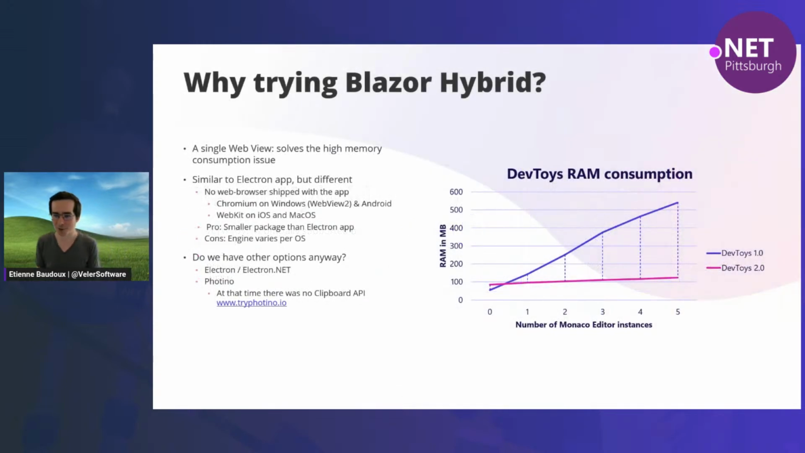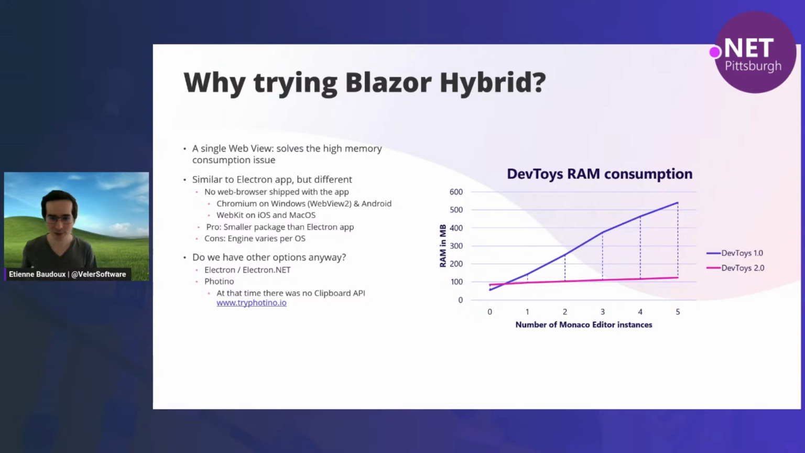Now, in the case of DevToys, why would Blazor Hybrid be interesting? Well, first, the other option does not work, so do we have any choice, right? But yeah, the actual argument here is that we use a single web view for the whole UI. And that is much better in terms of memory consumption in our case, because remember, in DevToys 1.0, we had to allocate multiple web views, one per instance of Monaco Editor. And by having just one instance, that makes the memory consumption much, much lower over time. So that is really great.